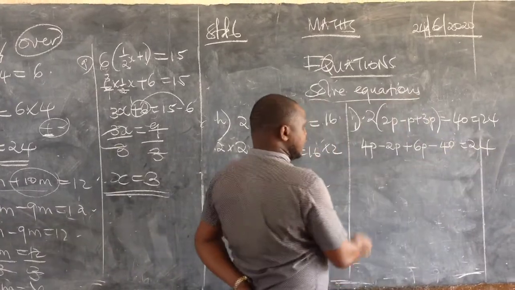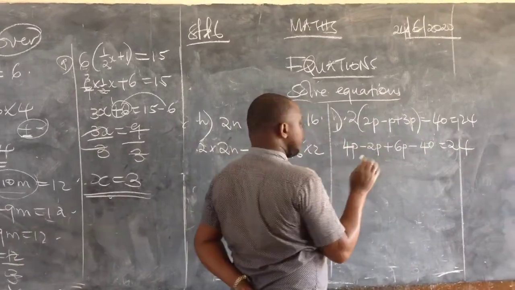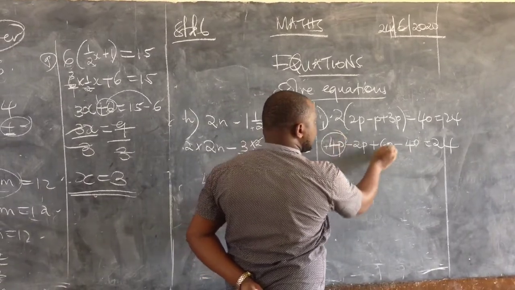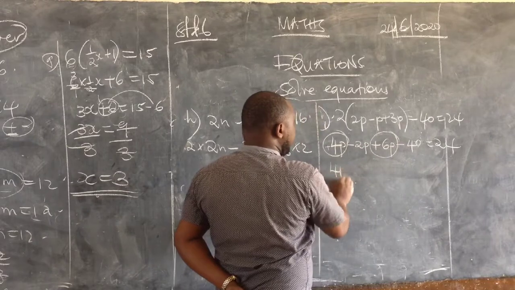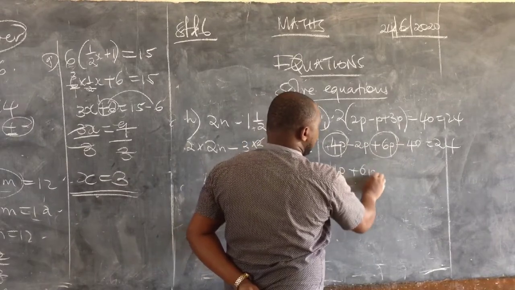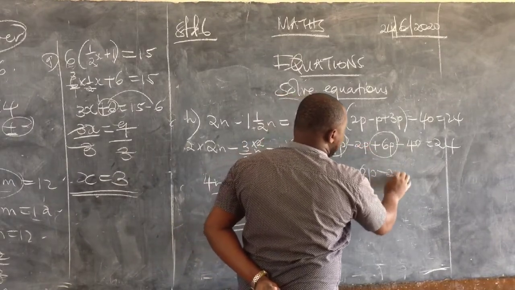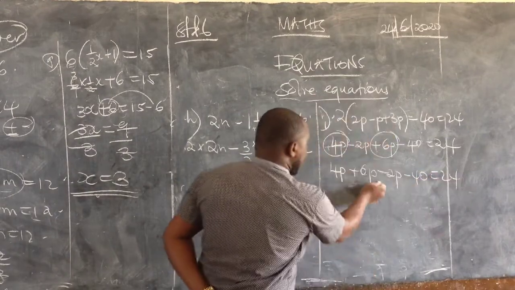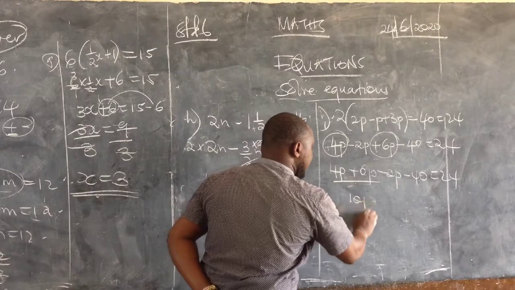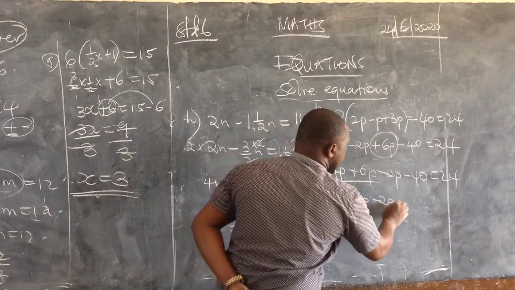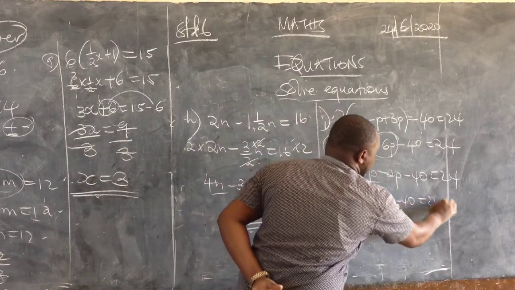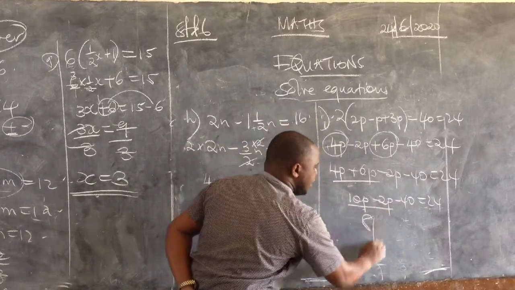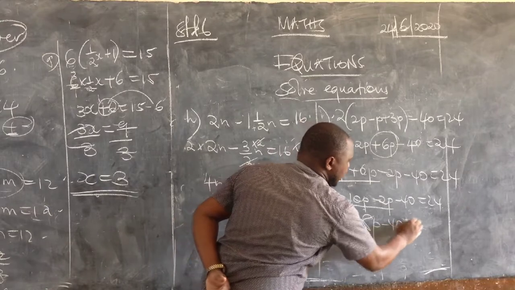From there, we put like terms together, the ones that have addition first. This is plus, this is plus. So 4p plus 6p, this minus 2p, minus 40 is equal to 24. If you add this line, it's going to give you 10p minus 2p minus 40 is equal to 24. Therefore, 10p minus 2p is 8p minus 40 is equal to 24.